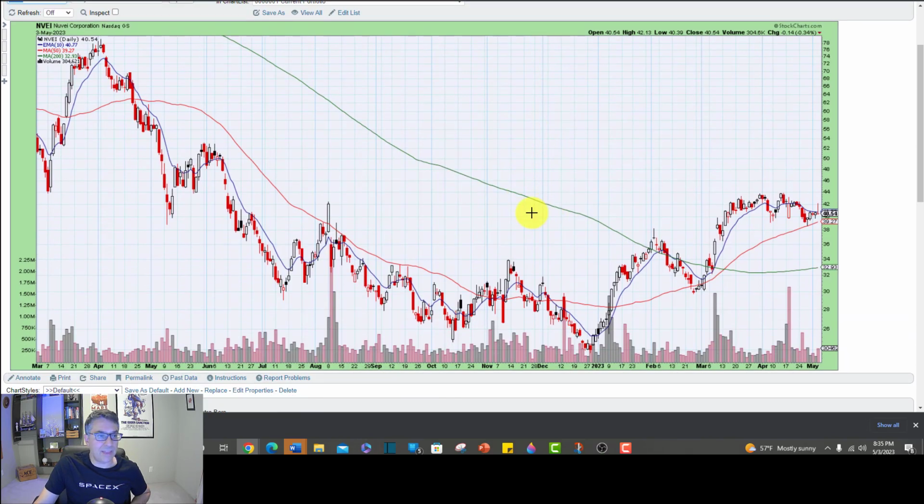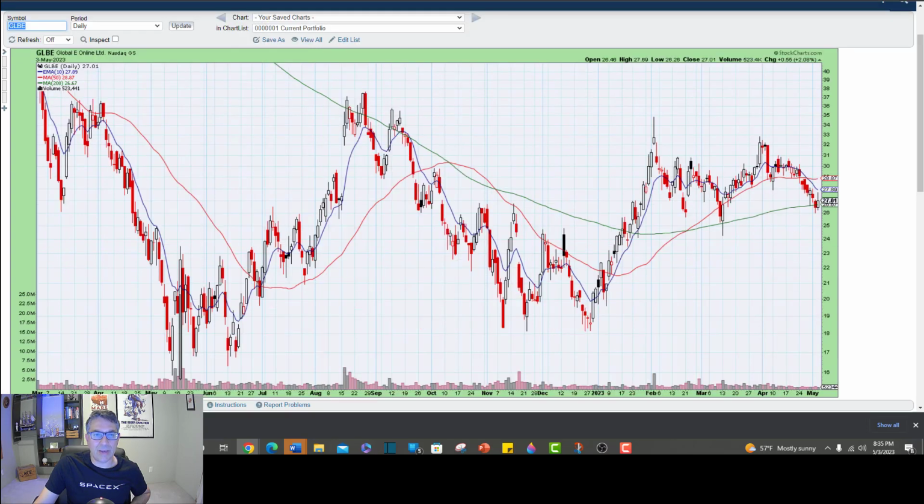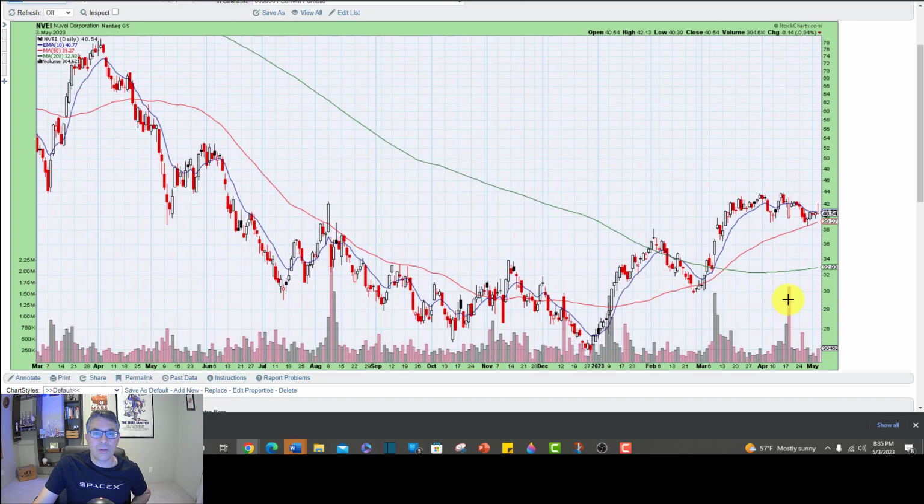NVEI, this one is an early turn. I like it better than Globe, but it's still really early. This new uptrend is only, gosh, I don't know, since it crossed the 200-day, it's only 2 months. I like to wait 4 months.